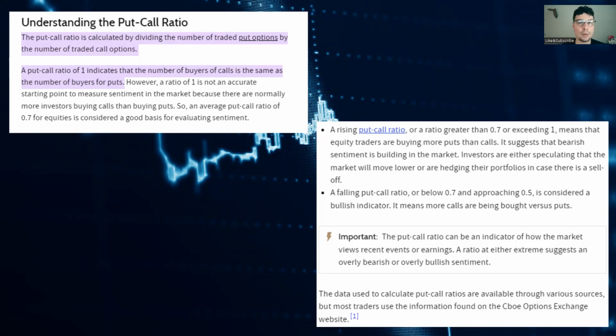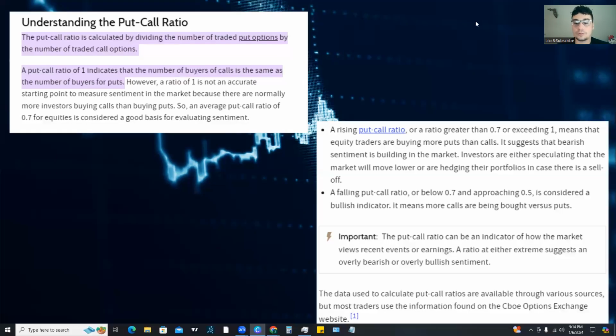Now, remember, put options are basically bets that the stock market is going to go down, and call options are bets that the stock market is going to go up. So this suggests that bearish sentiment is building in the market. Investors are either speculating that the market will move lower or are hedging their portfolios in case there is a sell-off. Now, a falling put call ratio, below 0.7 and approaching 0.5, is considered a bullish indicator. It means that more calls are being bought versus puts.